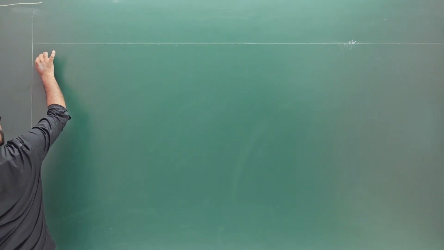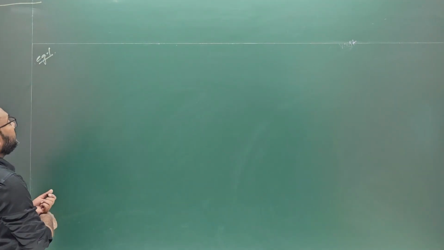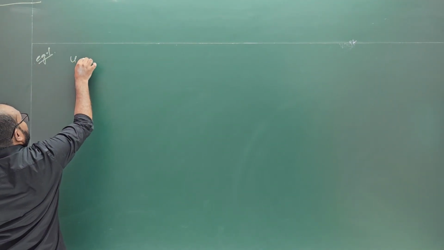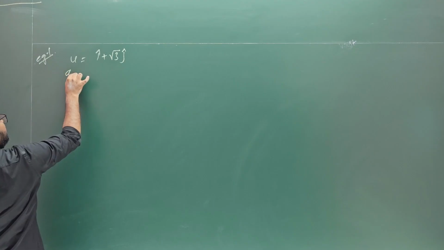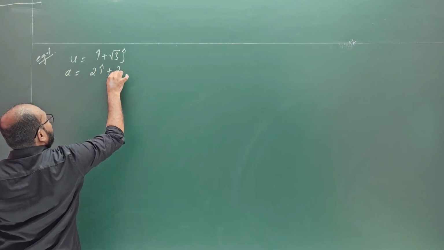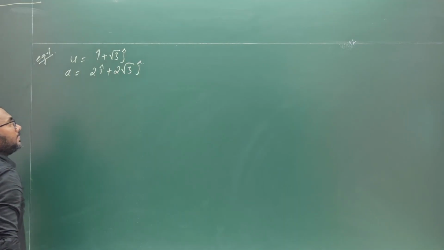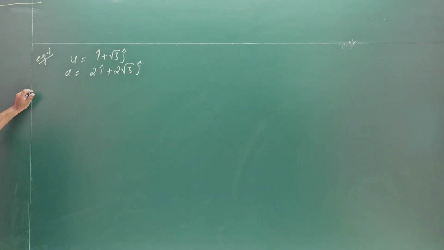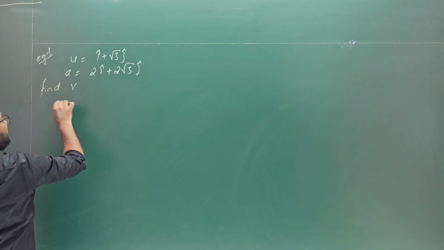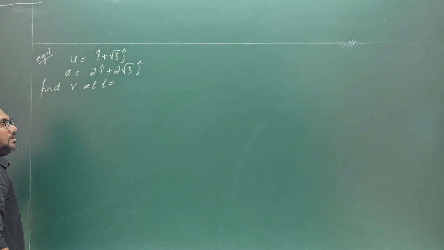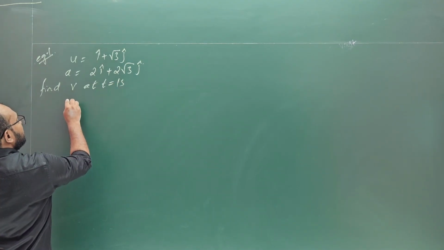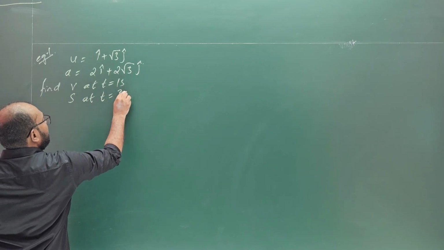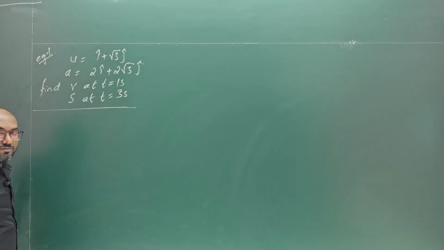Let us start with one example. Example number 1. Given that u is equal to i cap plus root 3 j cap and acceleration is given 2 i cap plus 2 root 3 j cap. Question is: find velocity at t equals 1 second, and s at t equals 3 seconds. Stop writing and now listen to me how we do the answer. Then I will provide you one question, you do the answer.